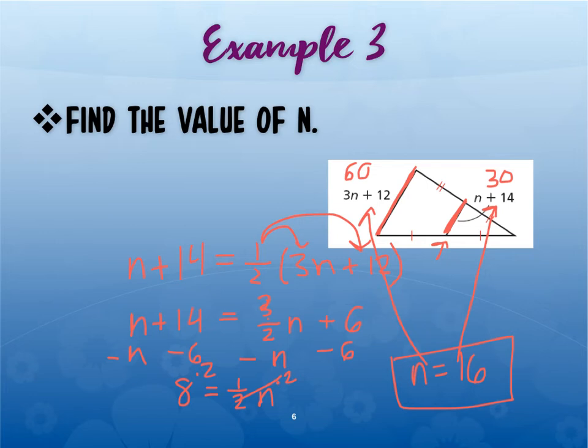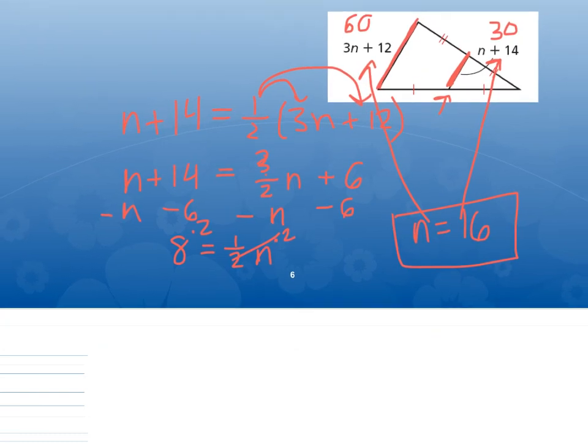Wouldn't n be 4 because you divide by both sides? We have 8 is equal to 1/2 n. In order to get rid of that 1/2, we have to multiply both sides of this equation by 2. So we can get rid of that, and then 8 times 2 is 16.